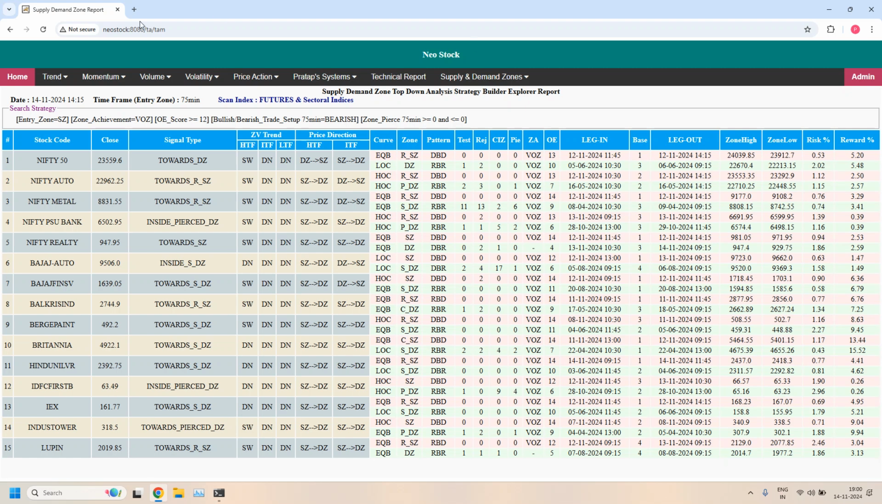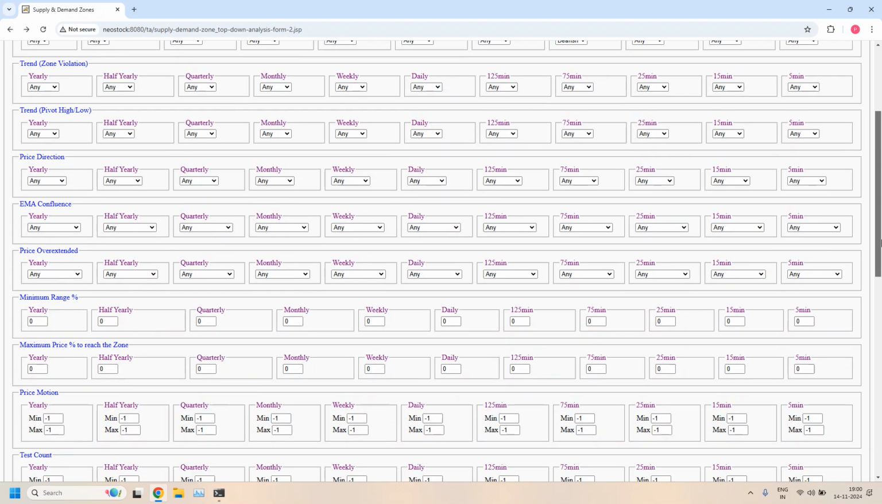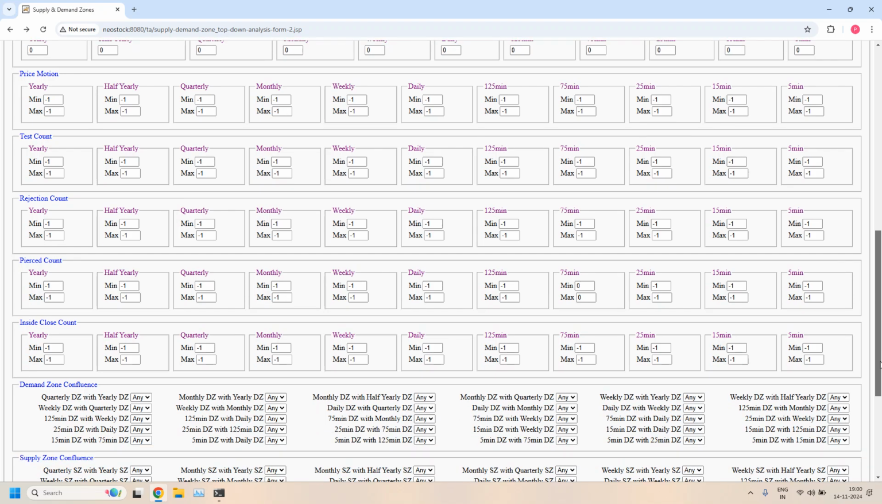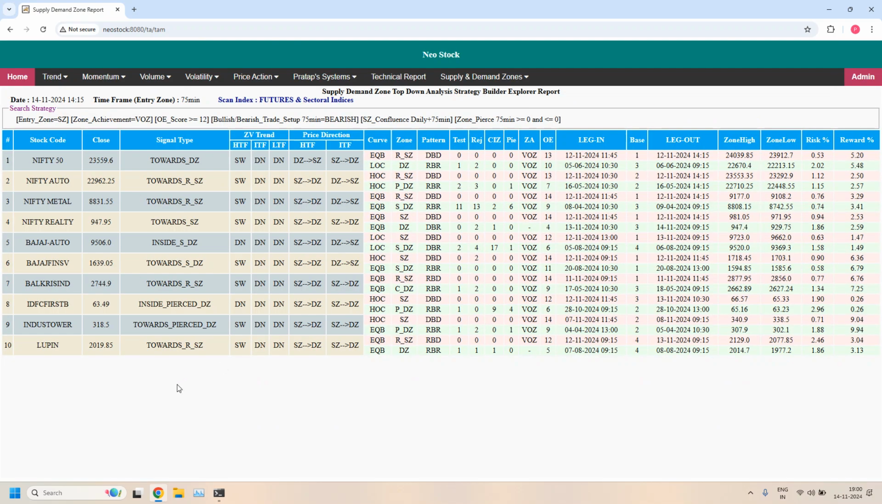First filter is based on LTF and ITF supply zone confluence. So in the supply zone confluence, LTF and ITF, that is 75 minutes and daily supply zone confluence filter, I enabled. With this filter, out of those 15 stocks, we got 10 stocks. In all these 10 stocks, the entry time frame 75 minute supply zones are part of the daily supply zones, and the daily trend is down.